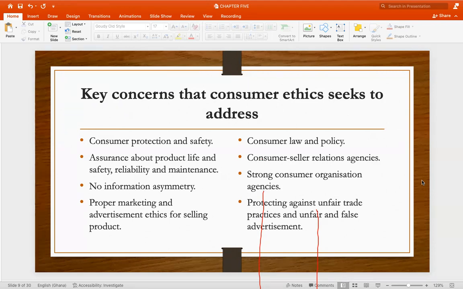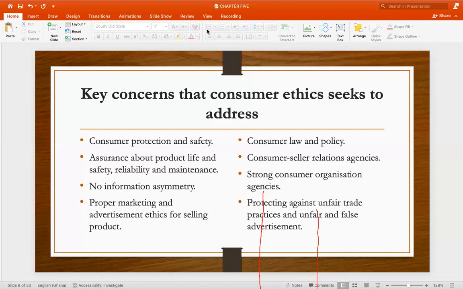Let's look at key concerns that consumer ethics seeks to address. Consumer ethics seeks to address a number of key concerns. Notable among them is protection and safety, that is consumer protection, assurance about product life and safety, reliability and maintenance, and no information asymmetry. Could you expand on that third point? I wasn't too clear on it.